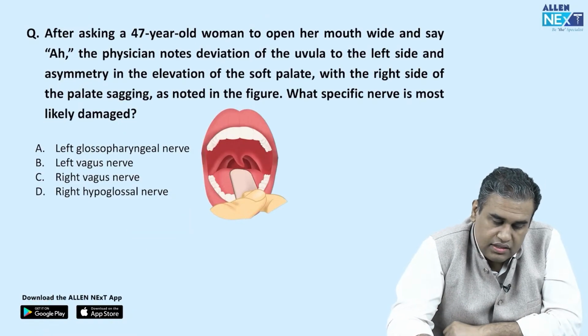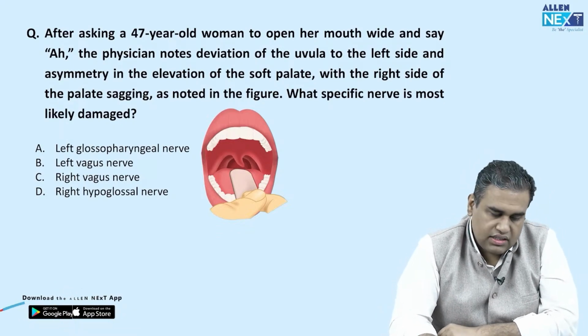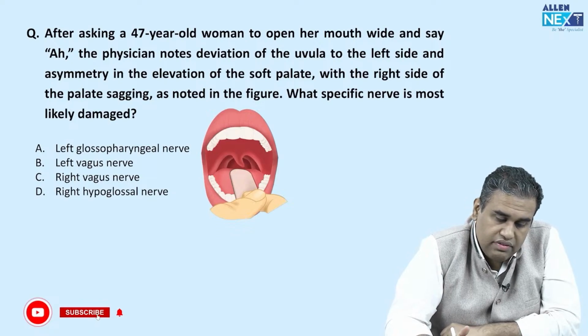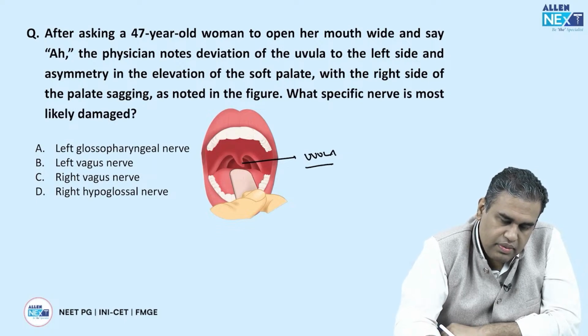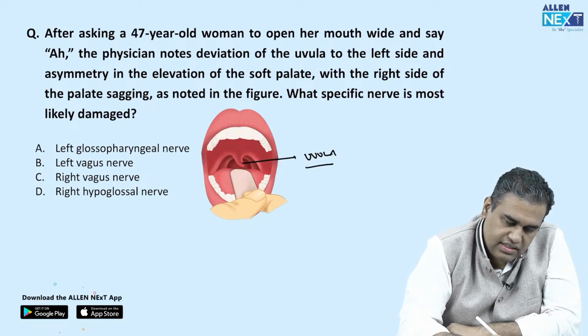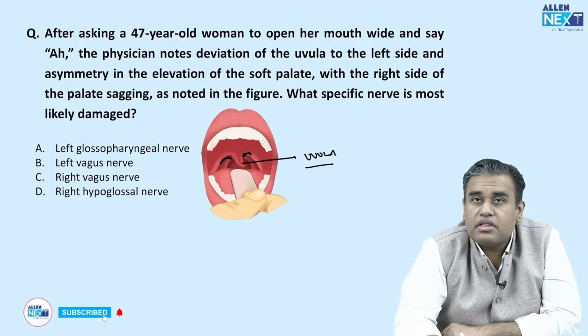Let's move on. Answer this question. After asking a 47-year-old lady to open her mouth wide and say, ah, the physician notes deviation of the uvula to the left side. You can look over here, this is the uvula. There is an asymmetry in the elevation of the soft palate, with the right side of the palate sagging. So the right side of the palate was slightly sagging more than the left side. What nerve is most likely damaged?